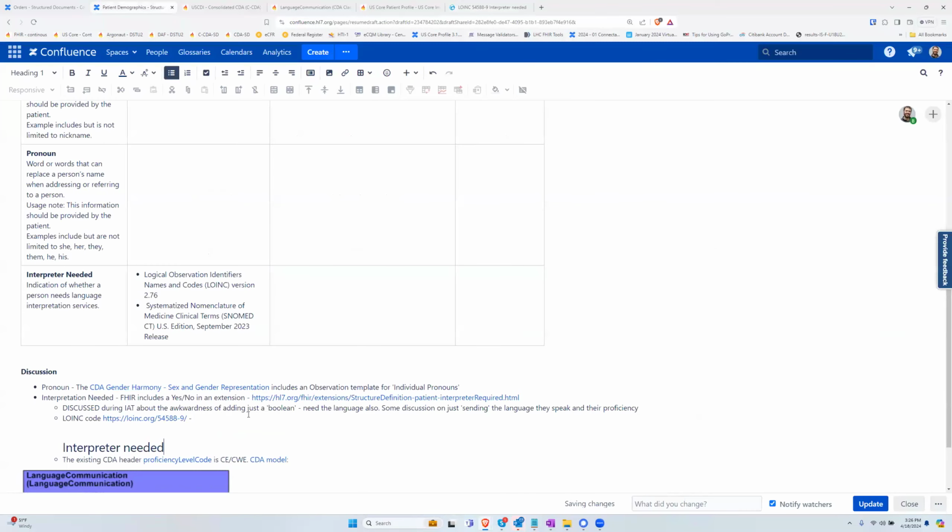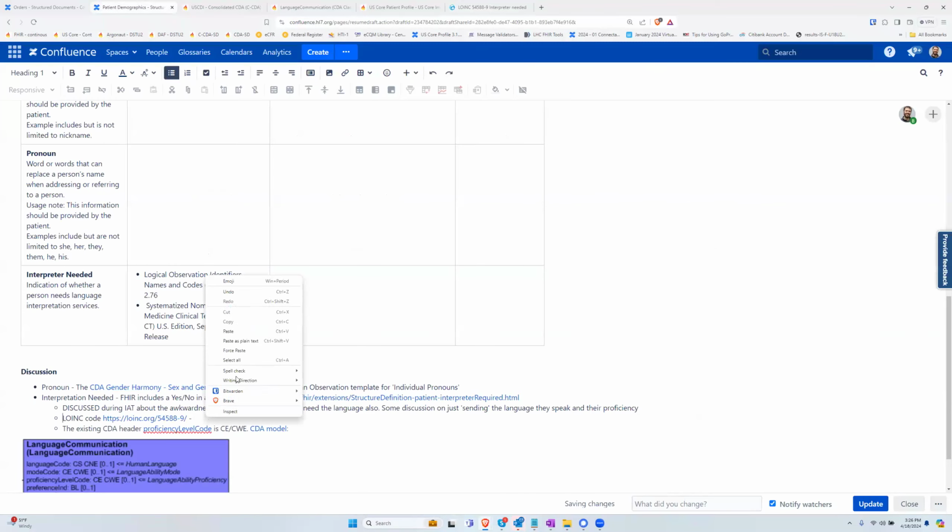I'm really having a hard time coming up with what the realistic use case for this workflow is, like when it would ever be used. Because I've seen this. It's a question on the form. Do you need an interpreter? So if I filled out that form and said yes, I do need an interpreter, what is going to change?